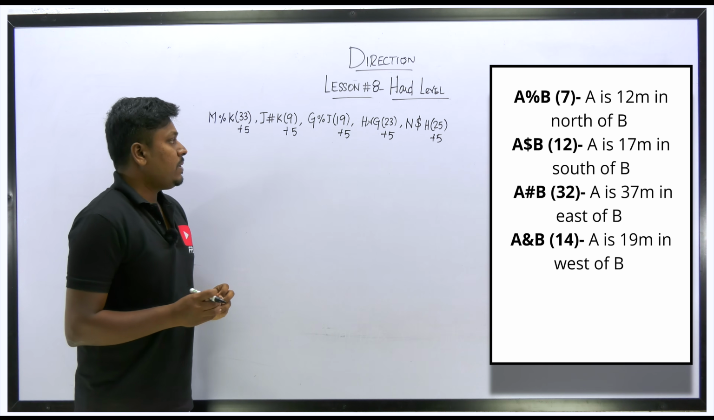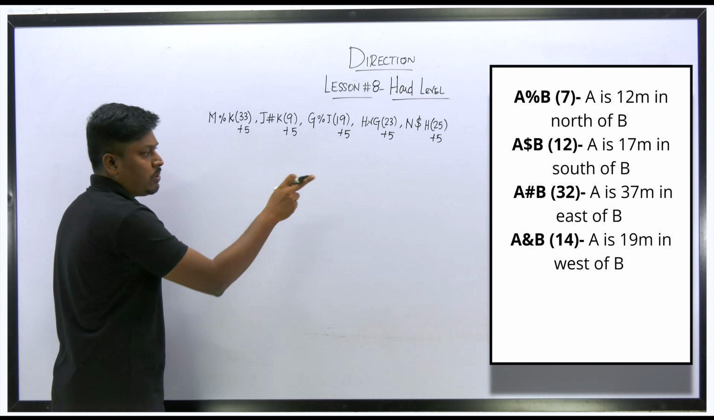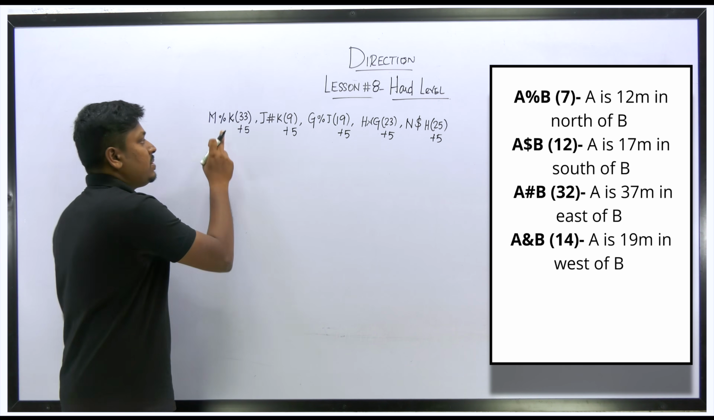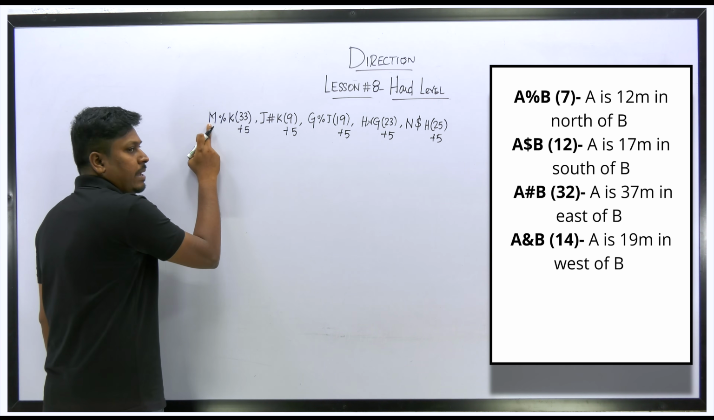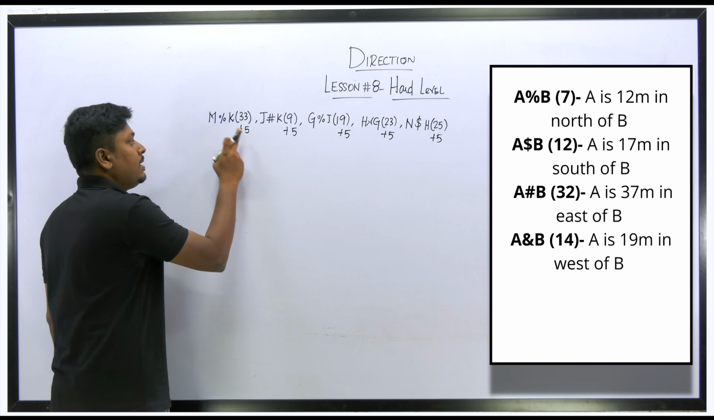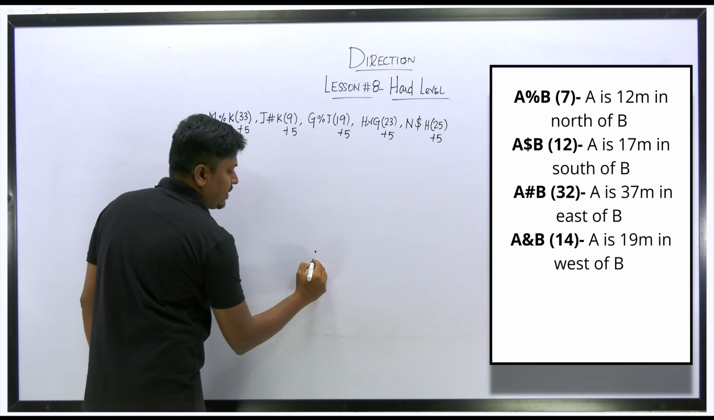Got it? Now let me move to the first point. M percentage K. What about percentage here? According to the first point, percentage means north. So we can say that M is north of K. What about the distance? Not 33. 33 plus 5 will be 38. So M is north of K, right? Let me fix K anywhere here. I can fix K here.